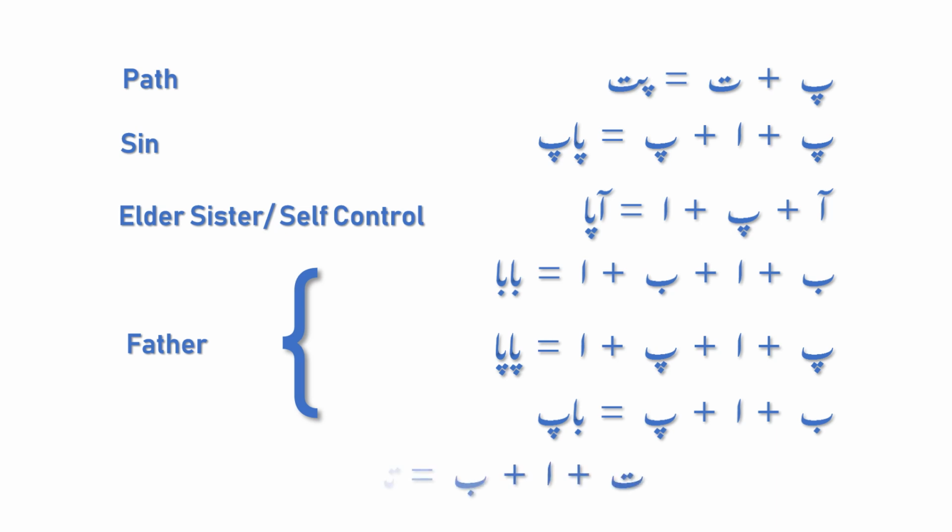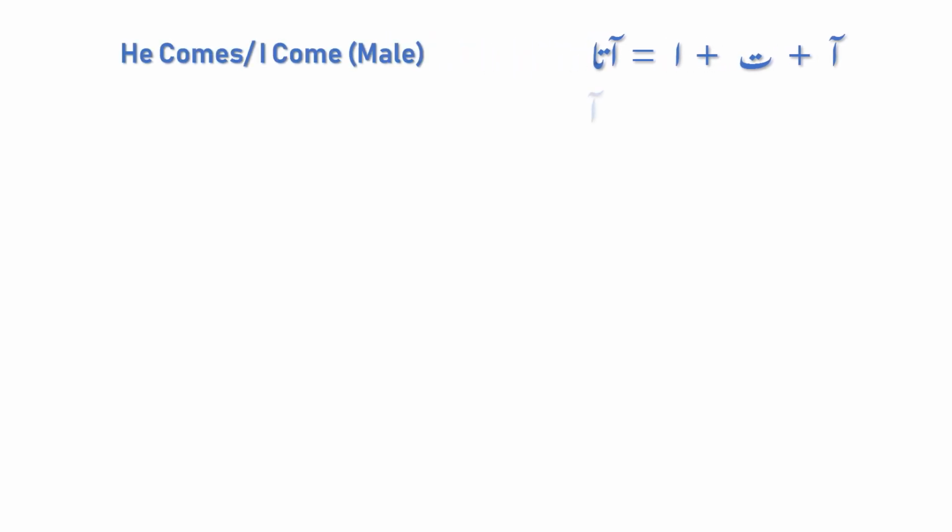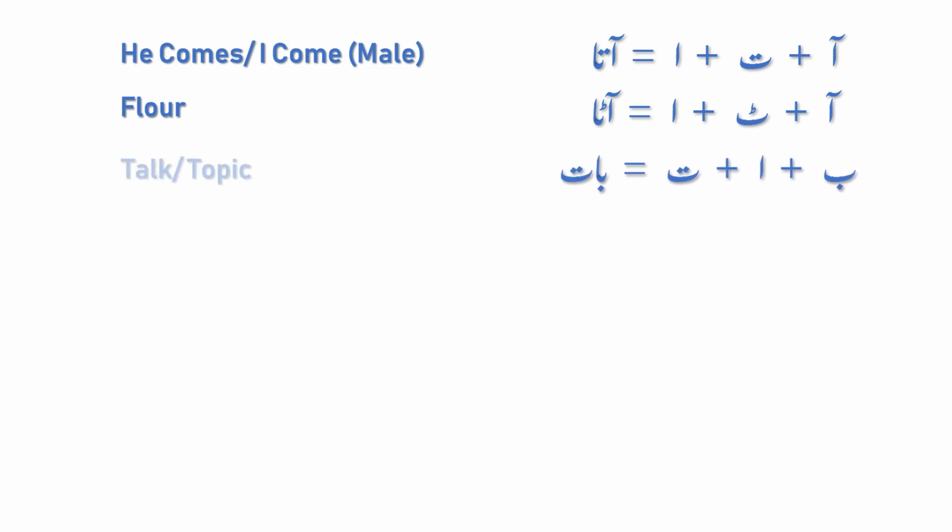Te Alif Be, Taab, glow. Alif Madh, Te Alif, Aata, he comes or I come. Alif Madh, Te Alif, Aata, flour of any grain like wheat or rice. Be Alif Te, baat, talk or topic. Be Te Alif, bata, to tell.